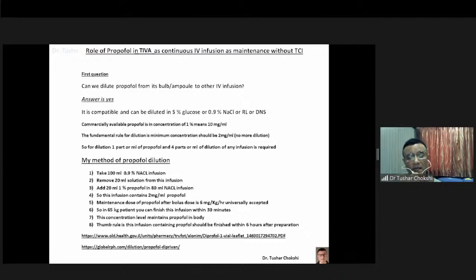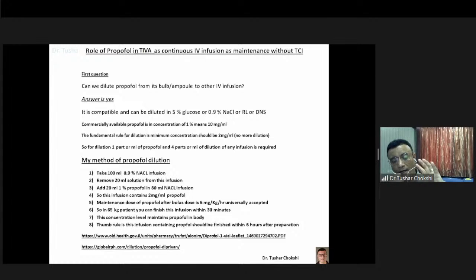Now people are asking me, when TCI machines were not available in India, now they are available, but can we dilute propofol in any solutions? The answer is yes. You can dilute propofol in 5% glucose, 0.9% NaCl, Ringer lactate, or DNS. The rule is 1 part propofol and 4 parts dilution.